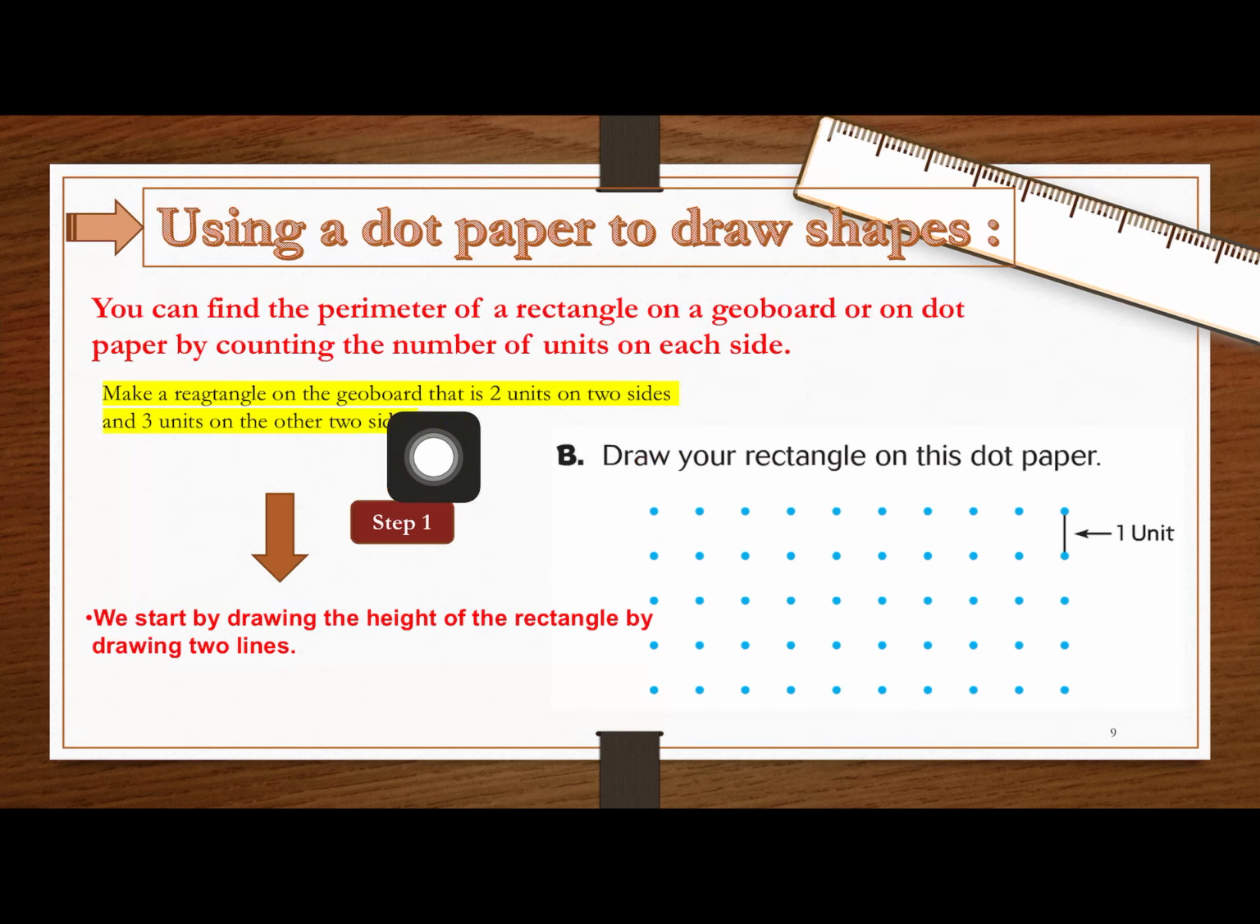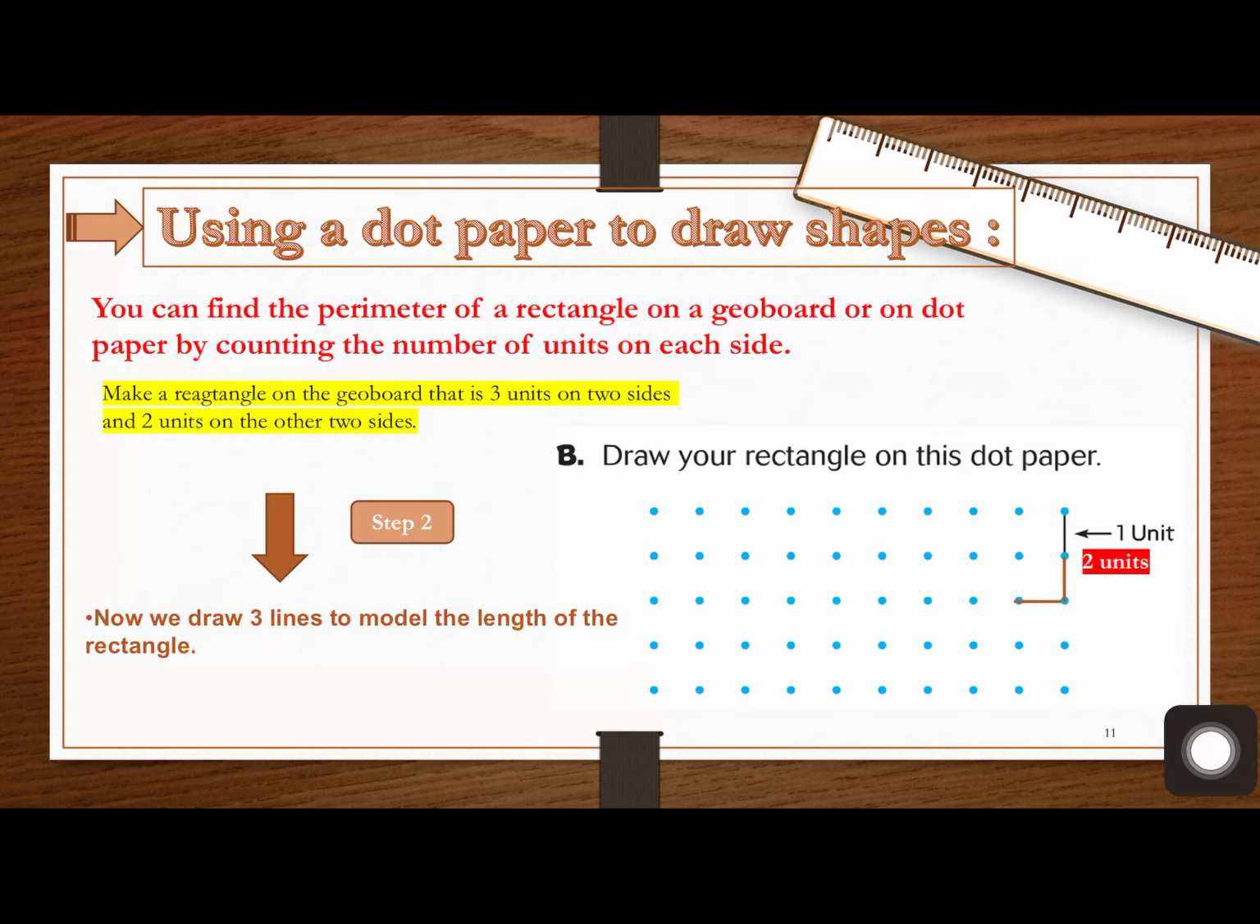Okay? So it's telling me one side is 2 units. So we're going to have 2 units over here, 2 units over here, and then our other 2 sides will be 3 and 3. Let's draw that. All right, so this is my first side, 2 units. And now I have to draw the bottom side, or the length, which is 3 units. So we're going to draw 3 lines to model the length of the rectangle. Here's line number 1. That's 1 unit. Here's another unit. That's 2. And here's my third unit. That's 3 units down here. 1, 2, 3. And 2 units over here.